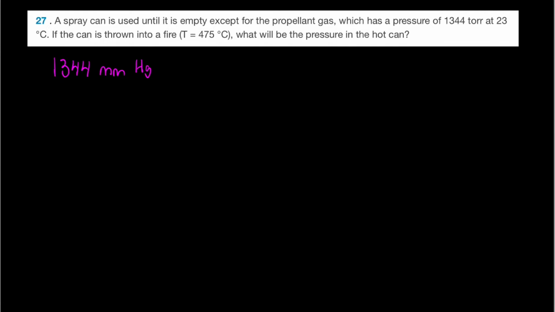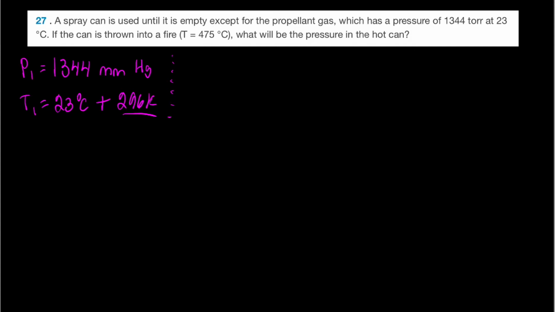And the temperature, so that's the initial pressure of this can, and the initial temperature of this can is 23 degrees Celsius. Now, what you need to remember to constantly do is add 273.15, if you like, to each of the degrees Celsius numbers to convert those to Kelvin. 296 Kelvin. So that's the initial condition.